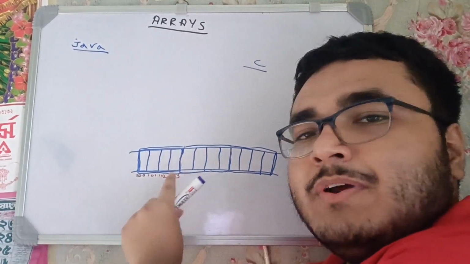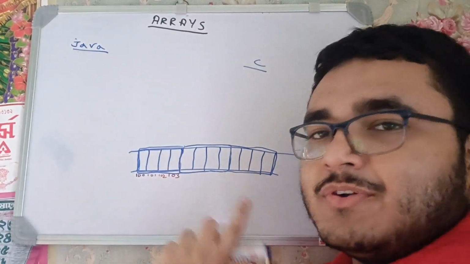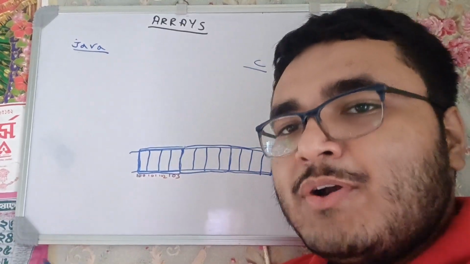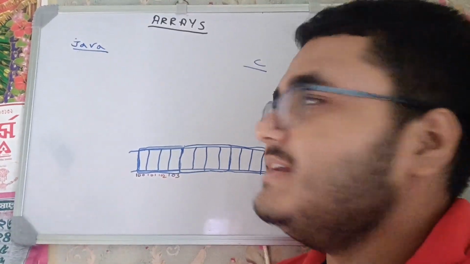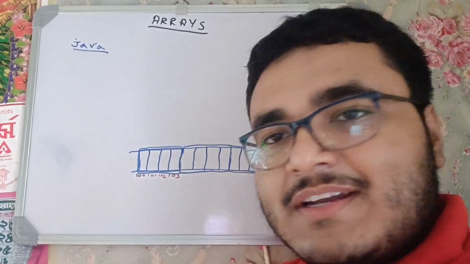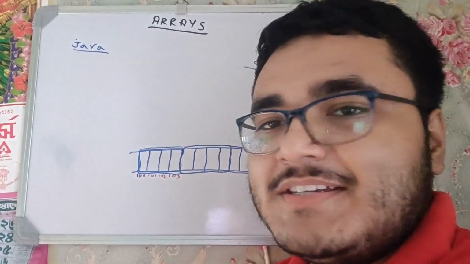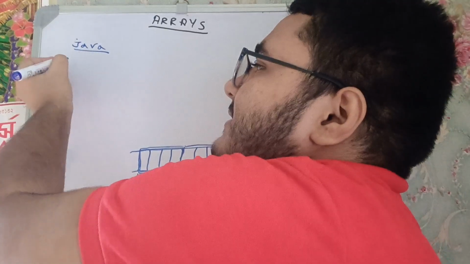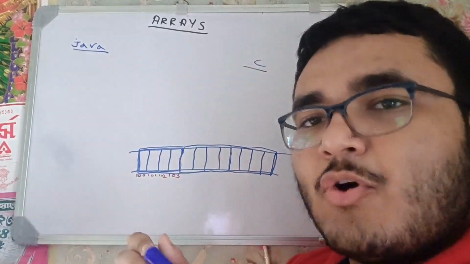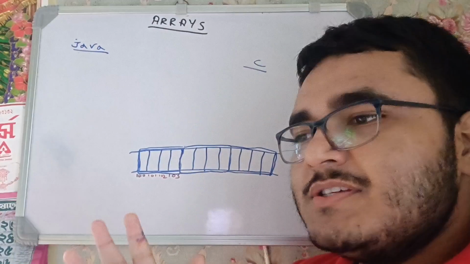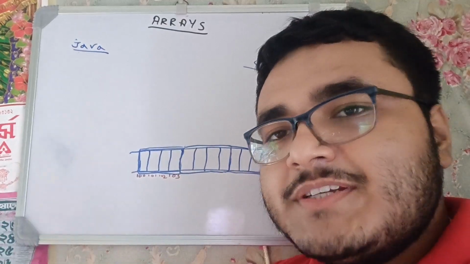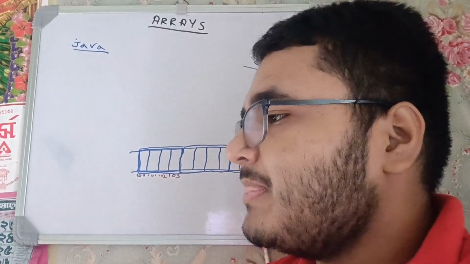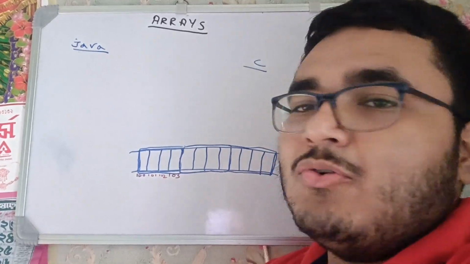And this slot will be containing some value, this slot will be containing some value. Say suppose I want to store 5 elements in a single variable, and I am considering integer as the data type for now. In Java, as it is an object oriented programming language, everything is represented in terms of class. So int comes from the integer class, yes or no?